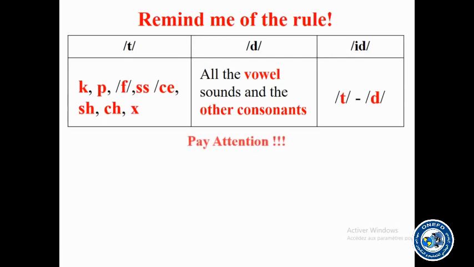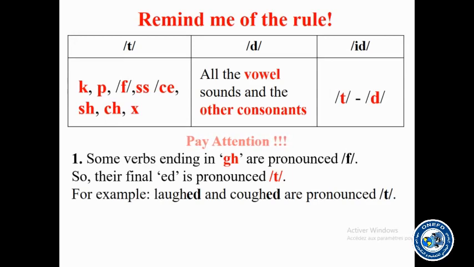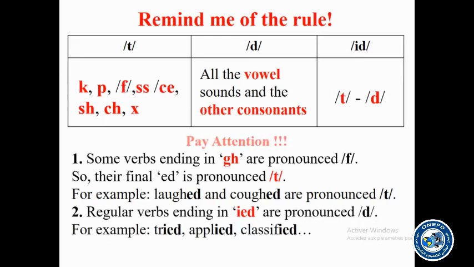Warning now. Pay attention to what is coming. Some verbs ending in GH are pronounced f. So the final ed is pronounced t. For example, laughed, puffed are pronounced t. Regular verbs ending in IED are pronounced d. And this is the mistake many of you do. Tried is d sound and not ed sound. Applied is d sound and not ed sound. Classified, the same, d sound.